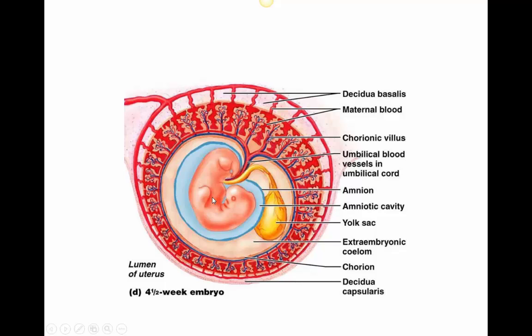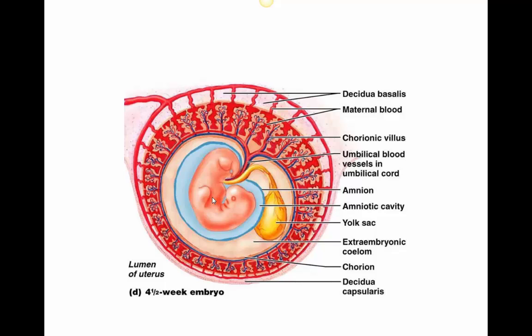Earlier in development, before the umbilical cord develops, you might see some membranes coming from the embryo here, and that is called the allantois. So the allantois is just the early outpouching from the yolk sac that will eventually become the umbilical cord, and also is important in the development of the fetal urinary bladder.